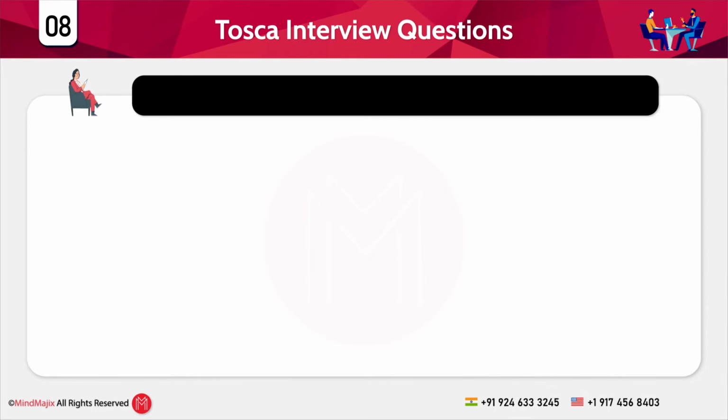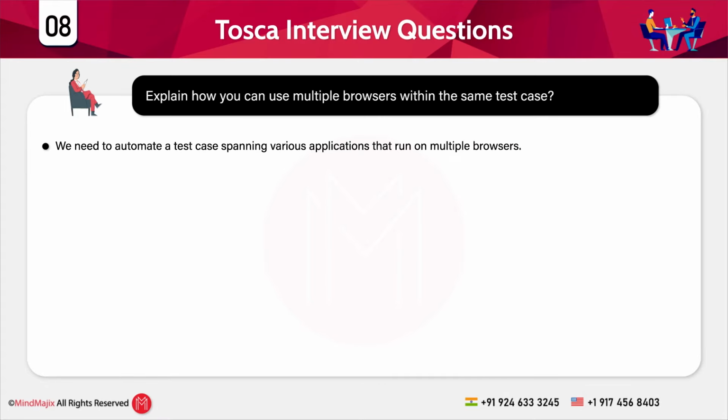So let's move to the next question. The next question is, explain how you can use multiple browsers within the same test case. This is another scenario-based question. We need to automate a test case spanning various applications that run on multiple browsers. Using buffers, change the test configuration parameters at runtime by using two steps. And what are those two steps? As you can see on the screen, these are the two steps.